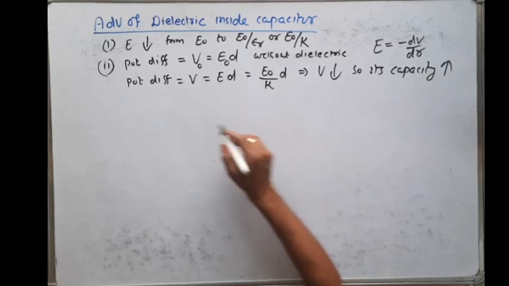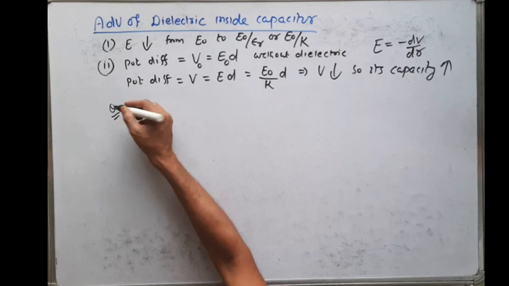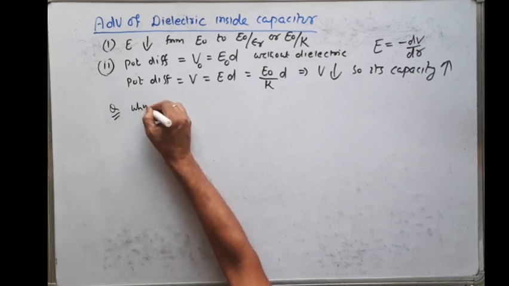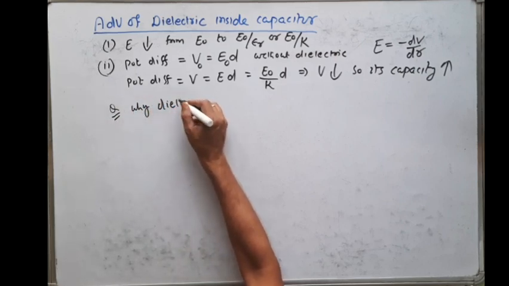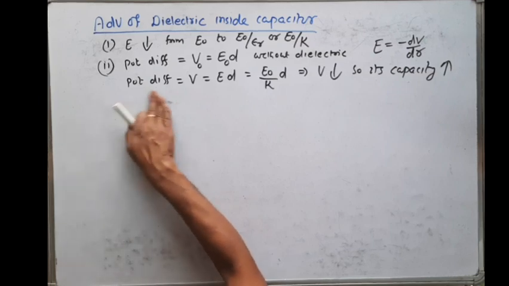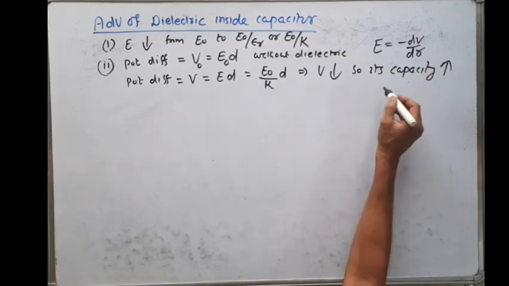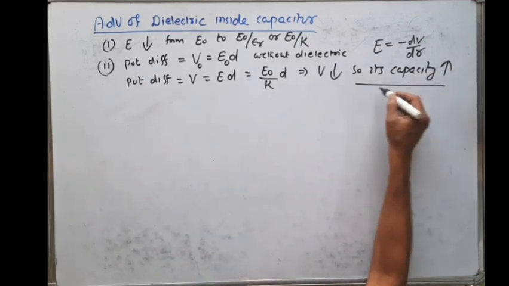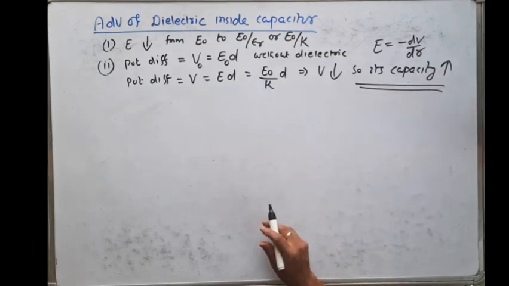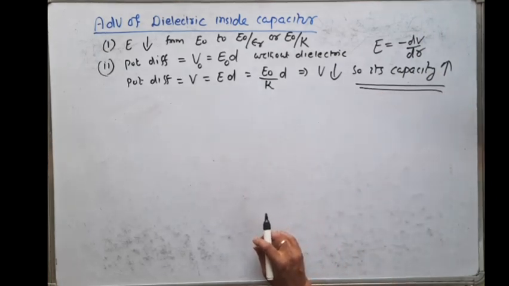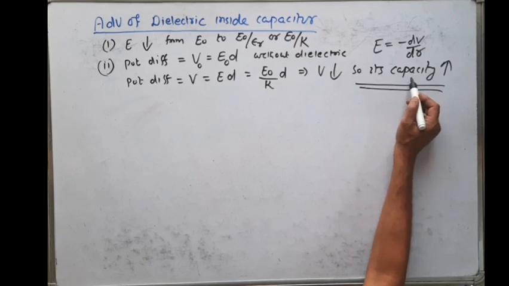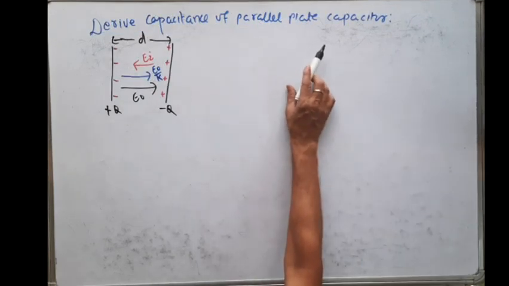Okay, so a question may come. This is a very important question. Why is a dielectric introduced in a capacitor? Your answer is to increase the capacity. Why is the second plate always connected to earth? To increase its capacity. So now derive the capacitance of a parallel plate capacitor.